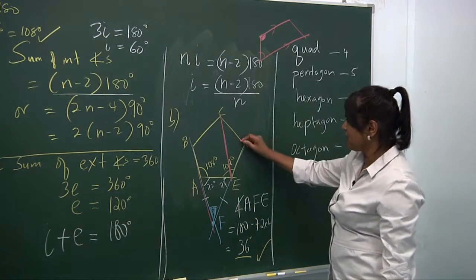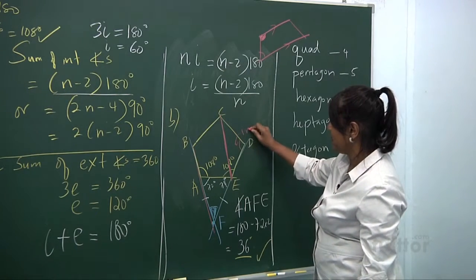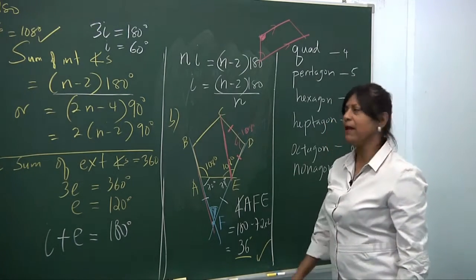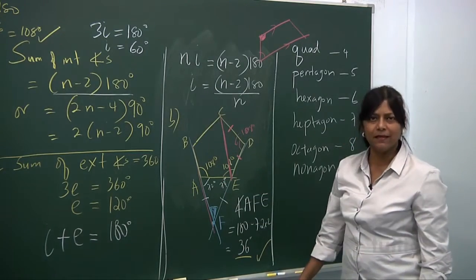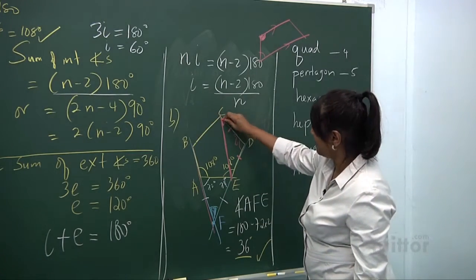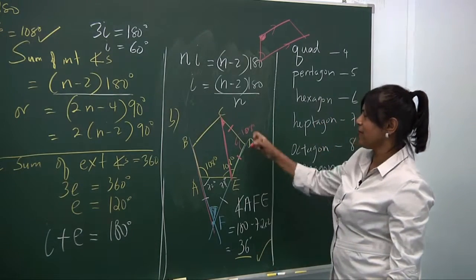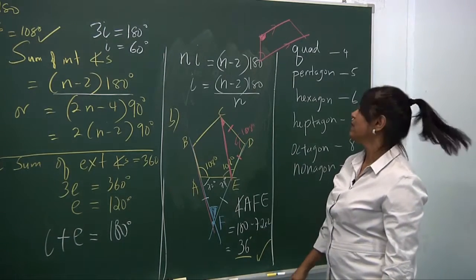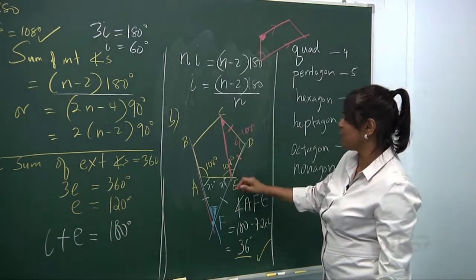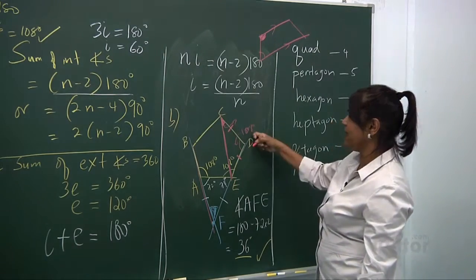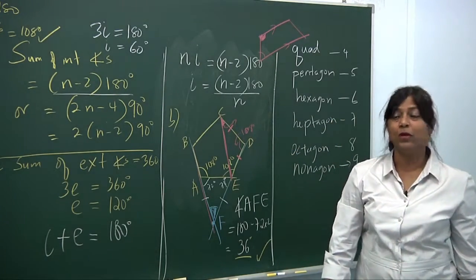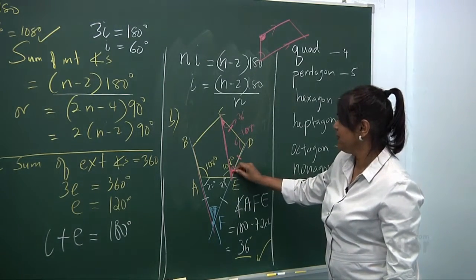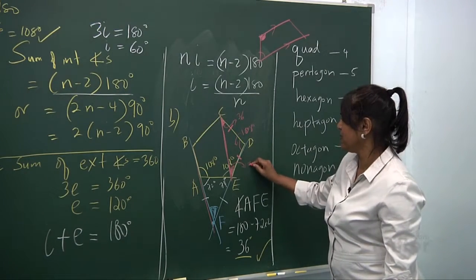So we know that this is 108 degrees. 108 degrees. These two sides are equal, right? Because it's a regular pentagon. And what will this angle be? Let's work that out. This angle is 180 minus 108, divided by 2, because they are base angles of an isosceles triangle. So 180 minus 108, you get 72. Divide by 2, you get 36. And the same angle here, this is also 36 degrees.